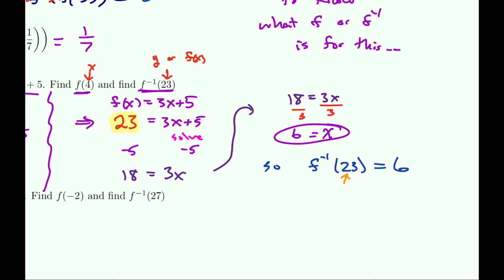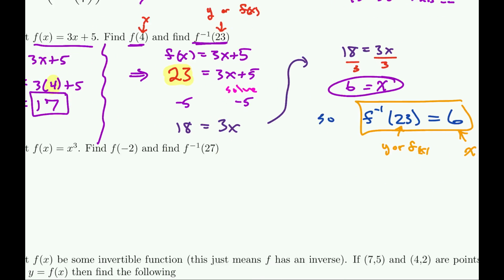Again, this was an f of x or y value. And this is the x value that goes with it. So when we found x equals 6, we were really finding what we wanted. Okay, let's try it again.